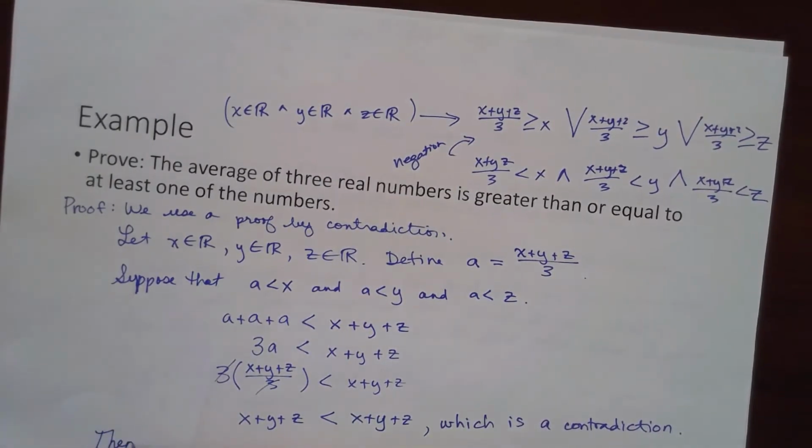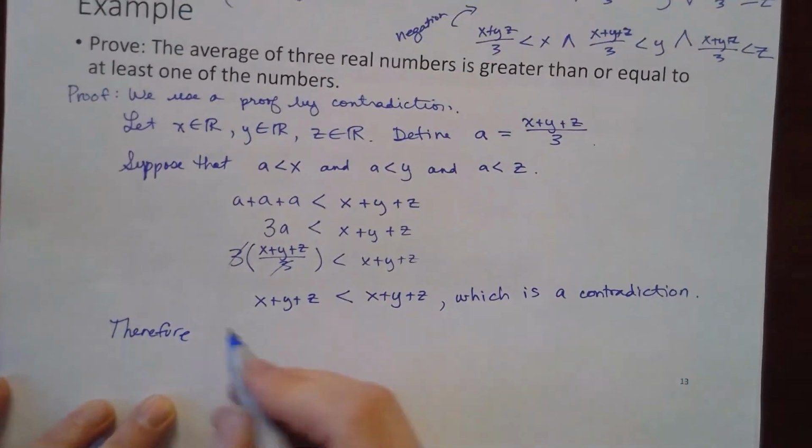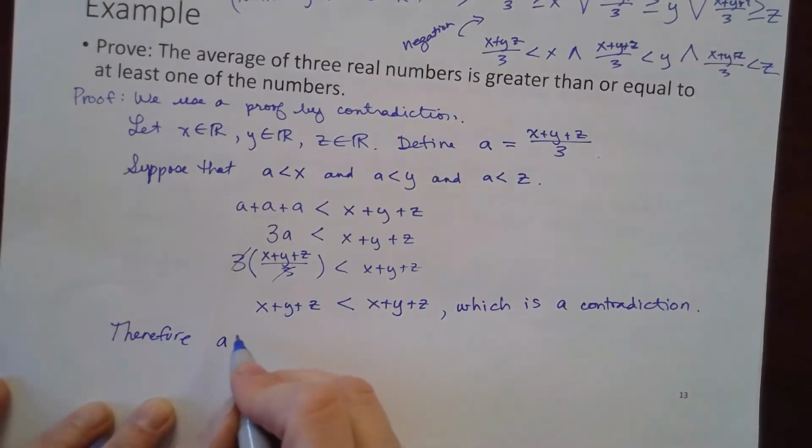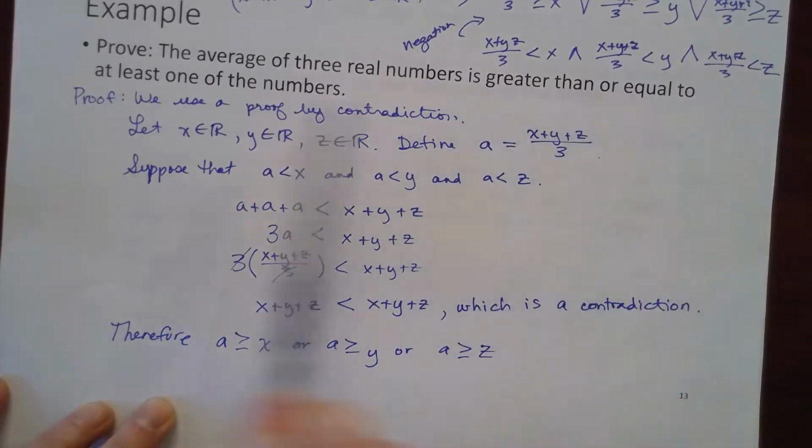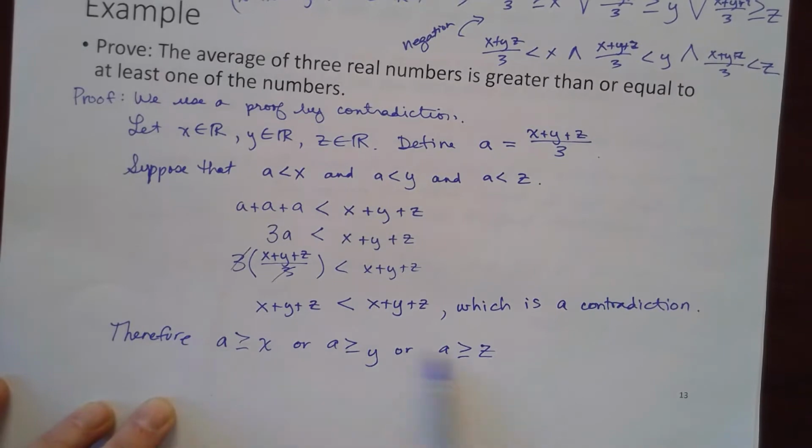Therefore, the average has to be greater than or equal to X, or the average has to be greater than or equal to Y, or the average has to be greater than or equal to Z. And that's what we were trying to prove, that it's greater than or equal to at least one of those. At least one of these has to be true for the or of all these to be true.